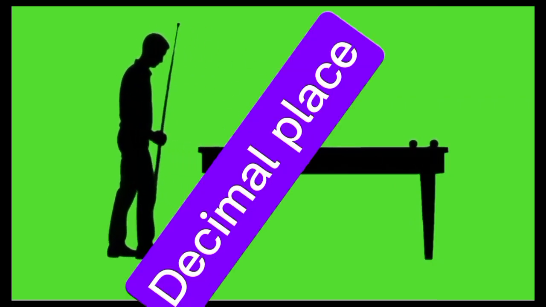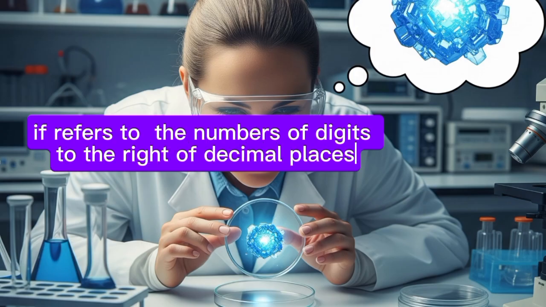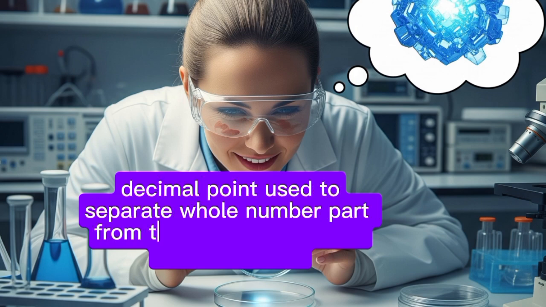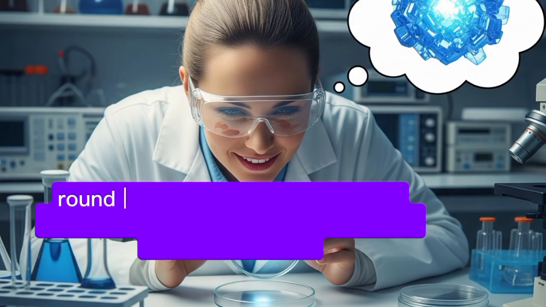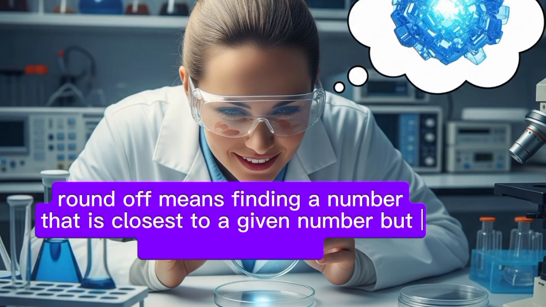The other point is decimal places. Decimal place refers to the number of digits to the right of the decimal point. The decimal point is used to separate the whole number part from the fractional part of a number. Let's see 0.087. The digits on the left side of the decimal point are known as the whole number. The digits found on the right side of the decimal point we call decimal places. Understand that decimal places are used for rounding off. Rounding off means finding a number that is closer to a given number, but with fewer digits.